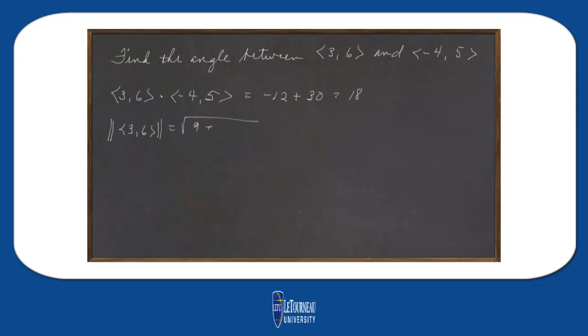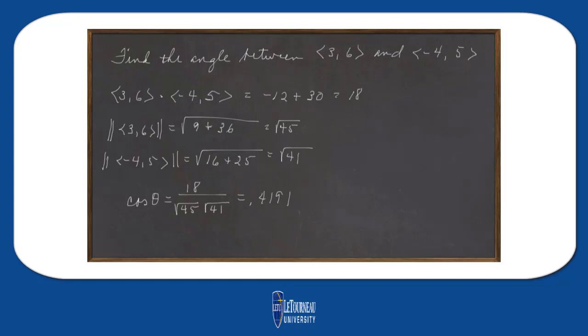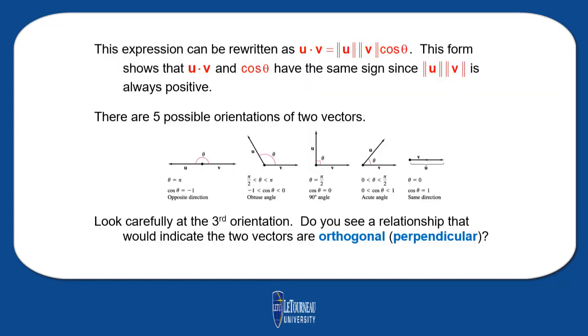Then we need to find the magnitude of each of those. In this case, for 3, 6, it's the square root of 45. For -4, 5, it is the square root of 41. So the cosine of theta is 18 divided by the square root of 45 times the square root of 41. Use your calculator and find the inverse cosine, which is 65.2 degrees.